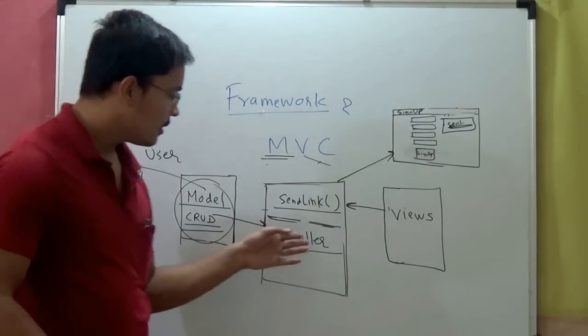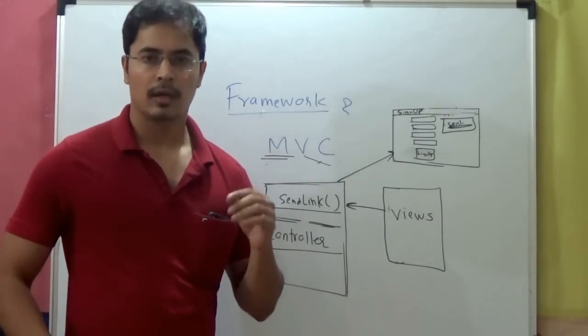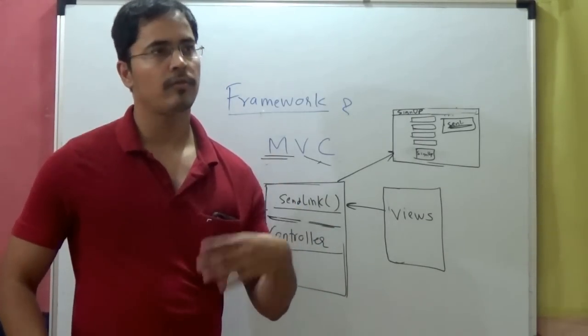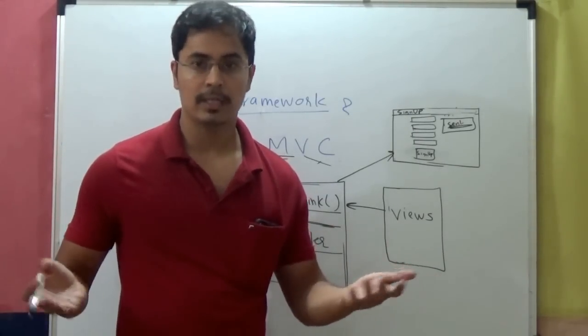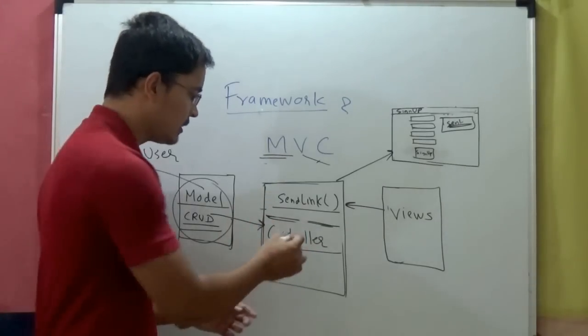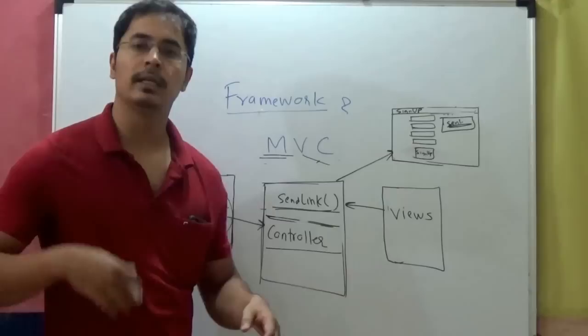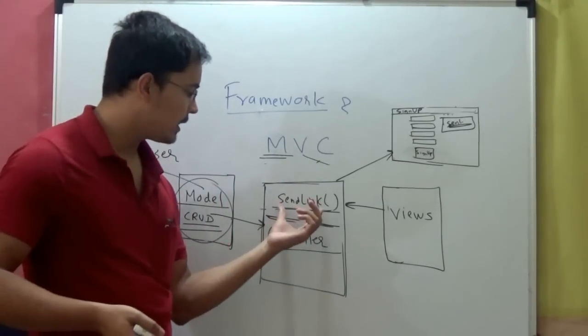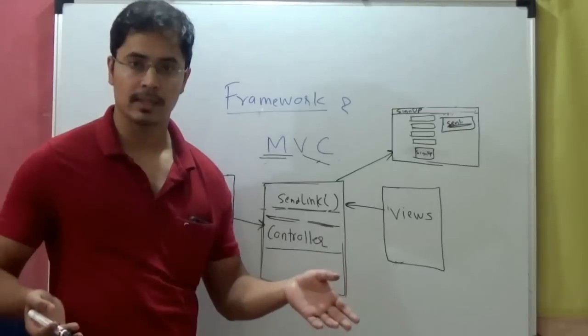Now let's say we want to send the confirmation link via SMS instead of email. We are taking the phone number. The only thing that will change is the way the controller is sending the link. Instead of sending email, it will send the SMS.